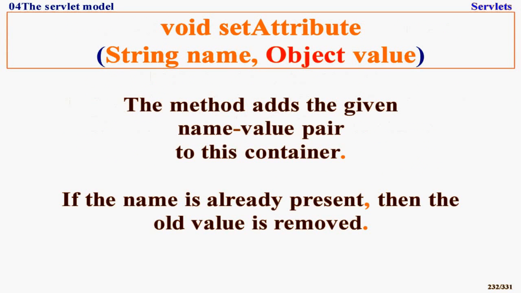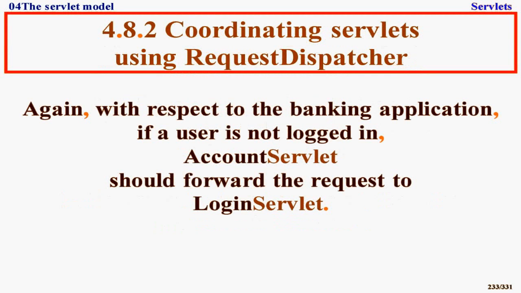void setAttribute(String, Object value). The method adds the given name-value pair to this container. If the name is already present, then the old value is removed. 4.8.2. Coordinating servlets using RequestDispatcher.